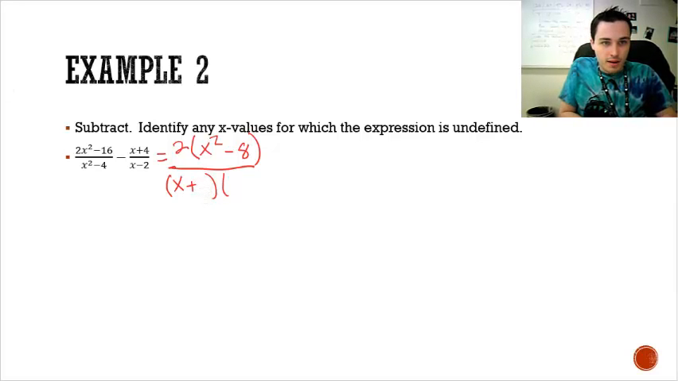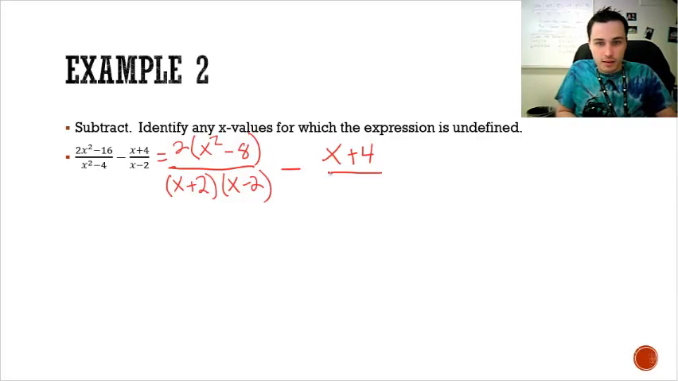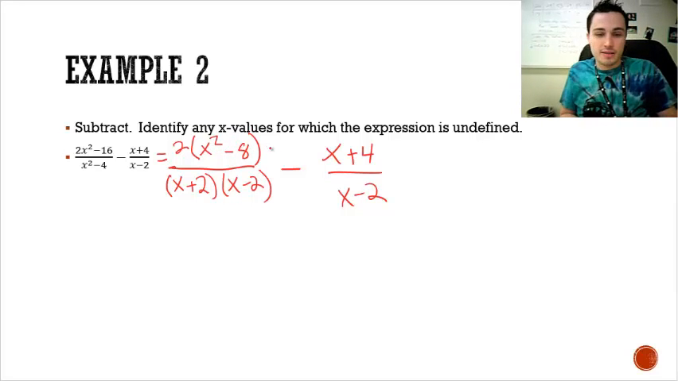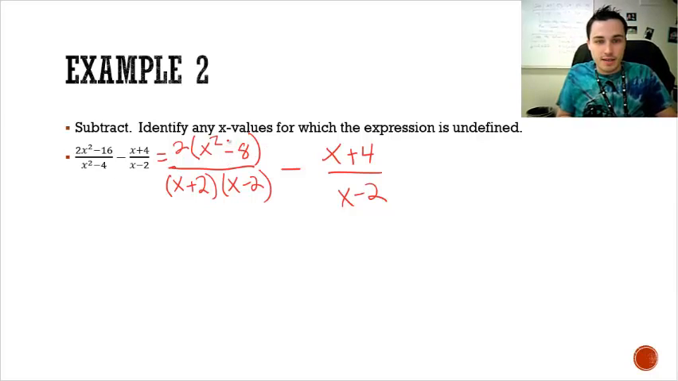There we go. X plus 2 and x minus 2. And we have a minus, the x plus 4 is fine, and the x minus 2. Okay. So notice I do have an x squared minus 8 here, but that's not a difference of squares because 8 is not a perfect square, so that's fine as it is. Then this is as factored as we're going to get.